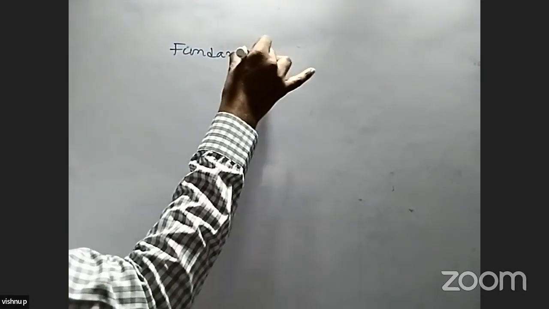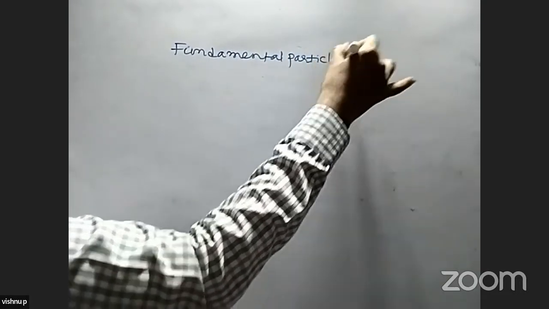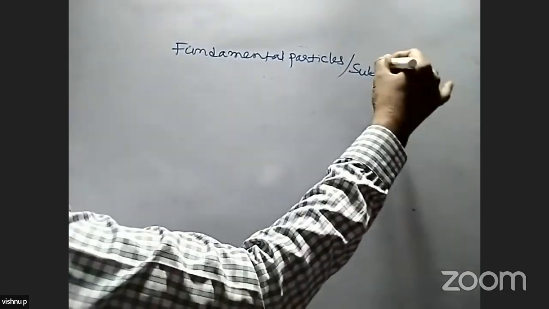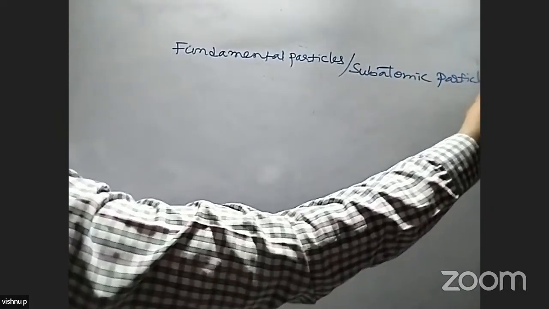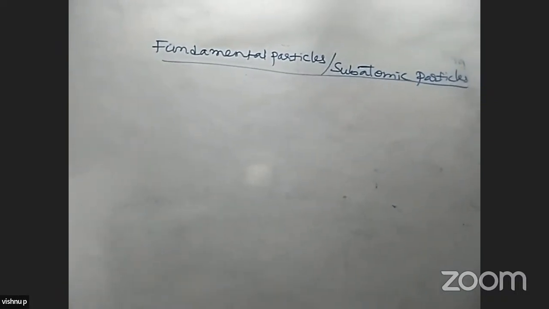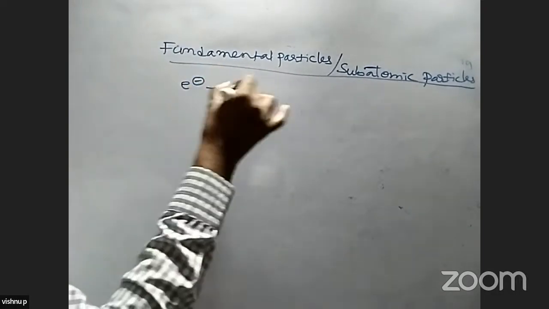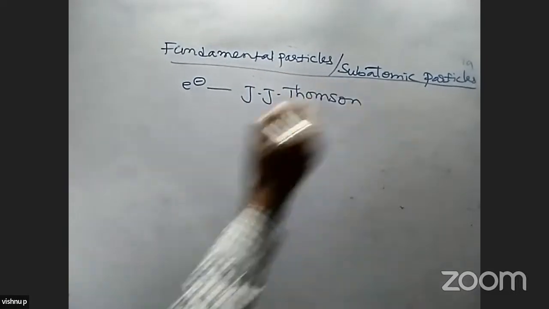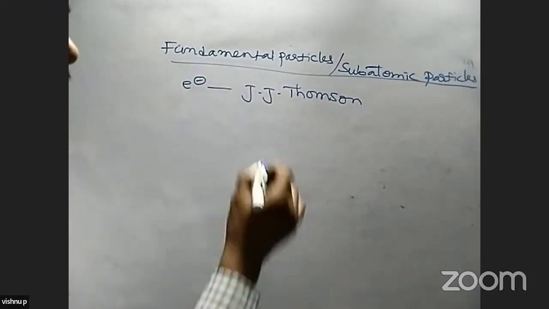What are fundamental particles? They are also called subatomic particles. We'll discuss their discovery. The first fundamental subatomic particle discovered is the electron. The electron was discovered by J. J. Thomson, by an experiment called the discharge tube experiment.